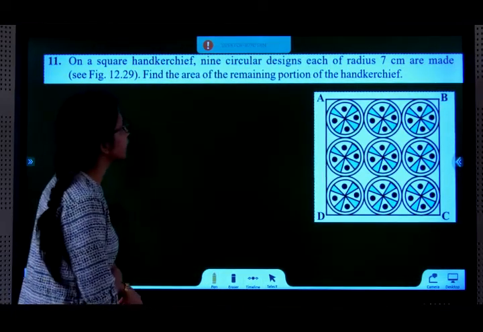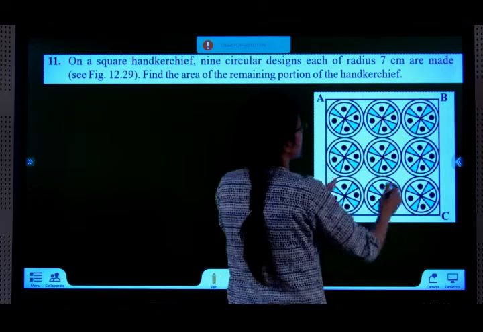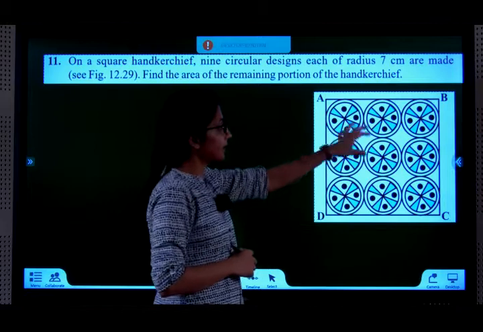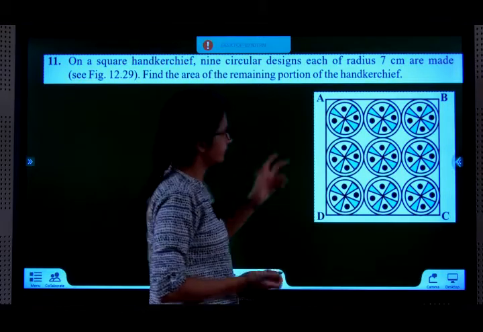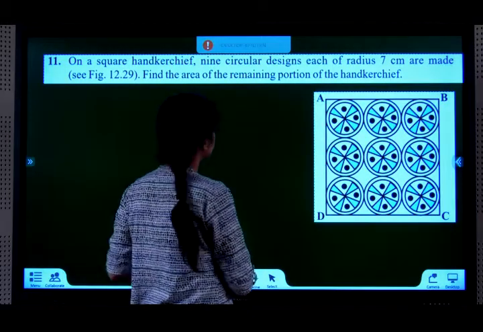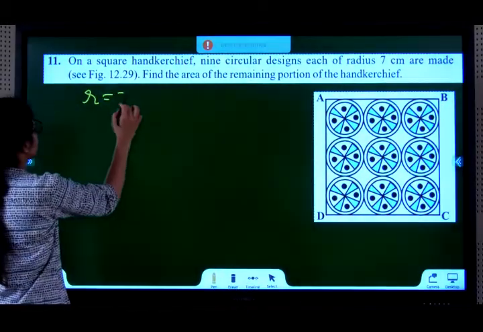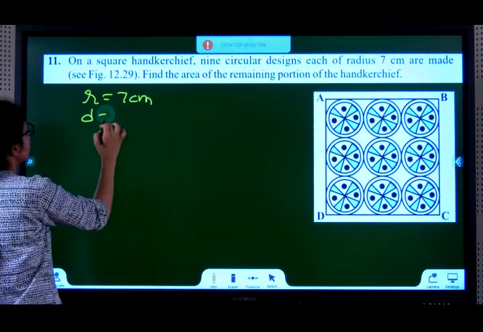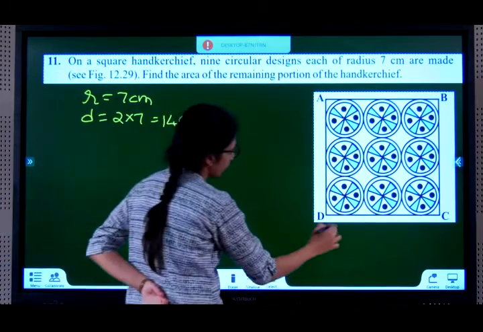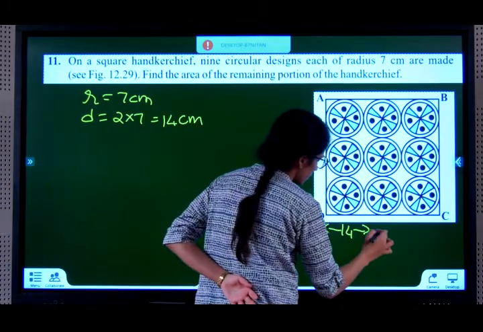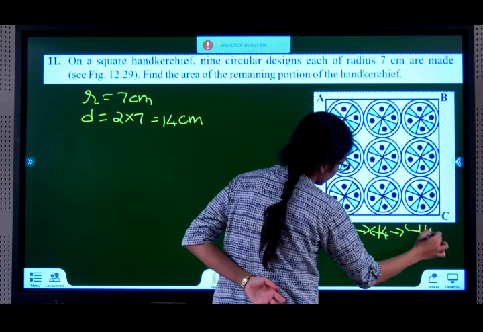Find the area of the remaining portion of the handkerchief. Area of square minus 9 times area of circles. Circle, circle, circle, remove all the areas. Simple. But they have only given the radius here. Radius is 7 centimeters. That means diameter is 2 into 7, 14 centimeters. So you can see this is 14, this is also 14 and this is also 14.